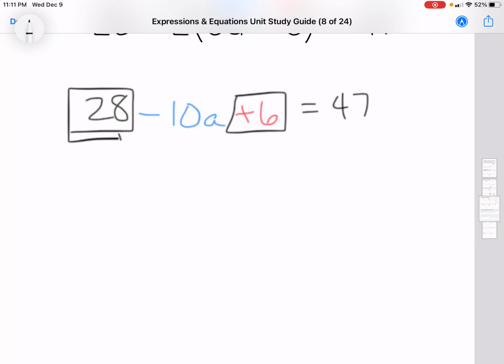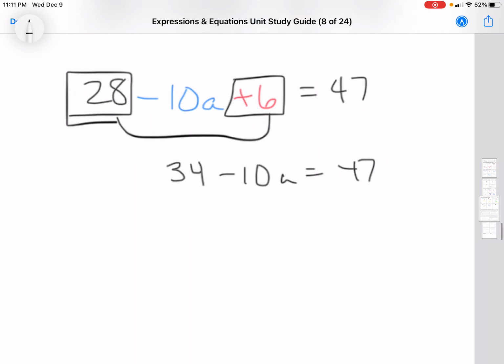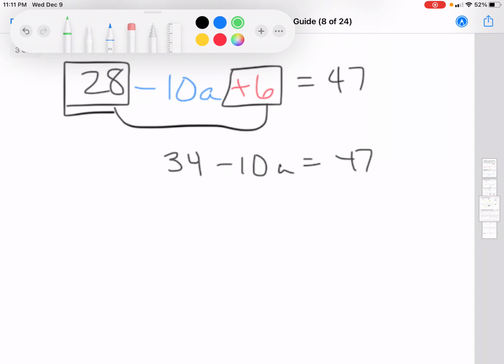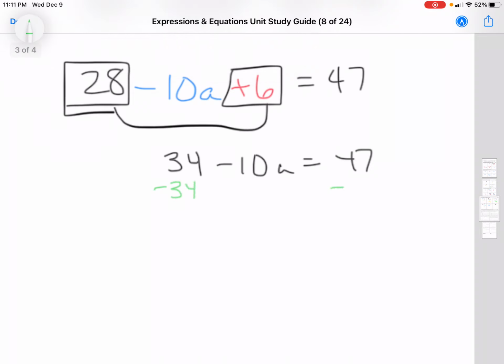So that's going to be 34 minus 10a is going to equal 47. All right, now subtract 34 from both sides. And you're going to be left with -10a equals -13.